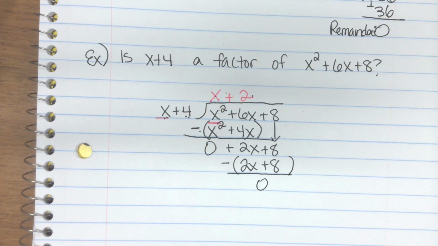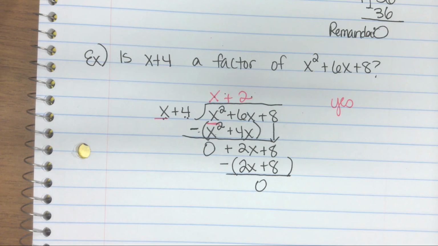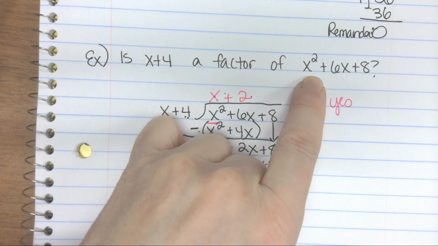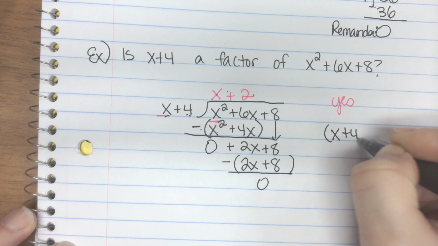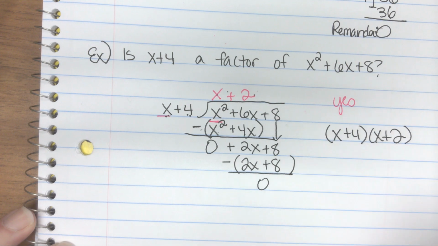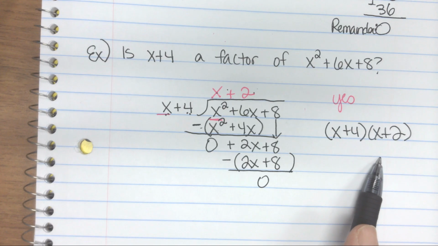Remember my question above. My question above was, is x plus 4 a factor of x squared plus 6x plus 8? I got a remainder of 0. So what is the answer to that? It is a yes. Okay, now let's go further. That means if they're factors, I can write them in 2 parentheses. So the factors of x squared plus 6x plus 8 are x plus 4 and x plus 2. Okay, does that make sense? That looks familiar? Kind of just bringing everything back to something you already know.